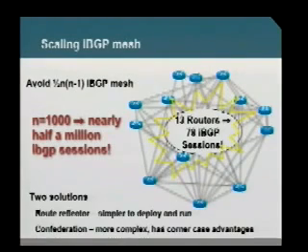Confederation came first, as I was saying, so I'll cover that next. I'll cover Route Reflector first, because I think it is much simpler to deploy and it's much, much simpler to run.